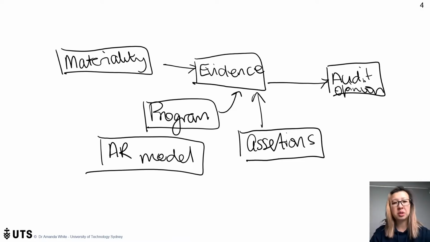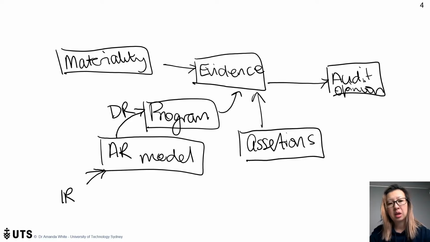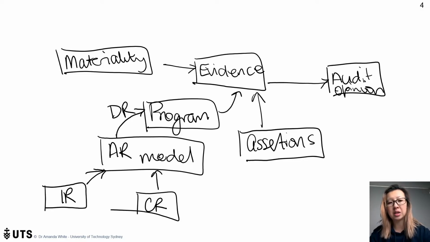Now we know that the audit risk model has a couple of different components. We know that what determines our audit program is our detection risk, our risk of not detecting a material misstatement. But we also know that our audit risk model is driven by the inherent risk and the control risk of our client. And to be able to determine what the level of inherent and control risk, whether it's low, medium, or high, then one of the key things we need to do is we need to understand the client.